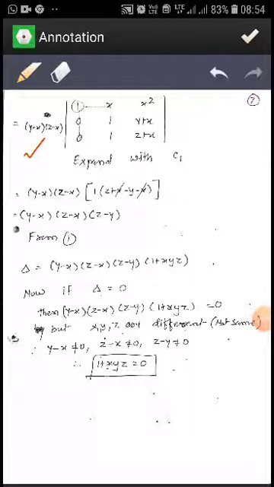Taking y minus x, z minus x common and then expand, you will get this result. So we have delta is equal to 0. So from 1, delta is equal to 0, y minus x, z minus x, z minus y, 1 plus xyz is equal to 0. Now y minus x, z minus x, z minus y cannot be equal to 0 because they are not the same, it is given. So 1 plus x plus y plus z is equal to 0.